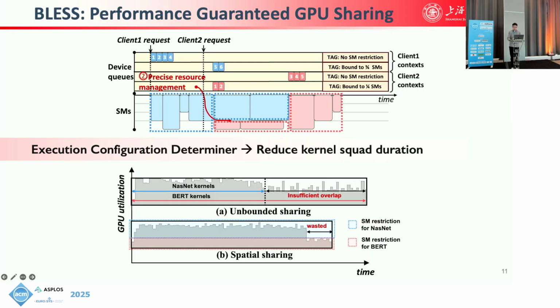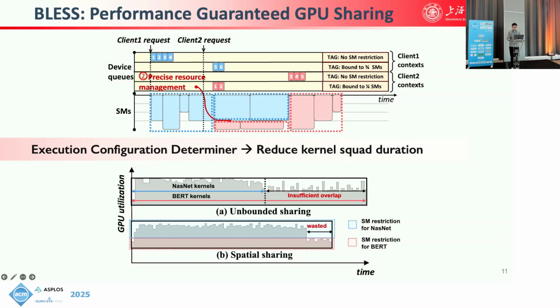Second, spatial sharing, where resources are strictly partitioned within the kernel squad. Due to these rigid resource constraints, when kernels from multiple applications cannot finish simultaneously, some kernels end up using only a portion of the resources they could otherwise fully utilize. This also introduces resource fragmentation.